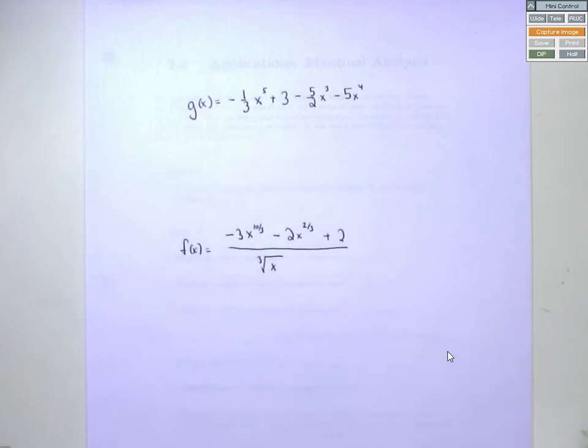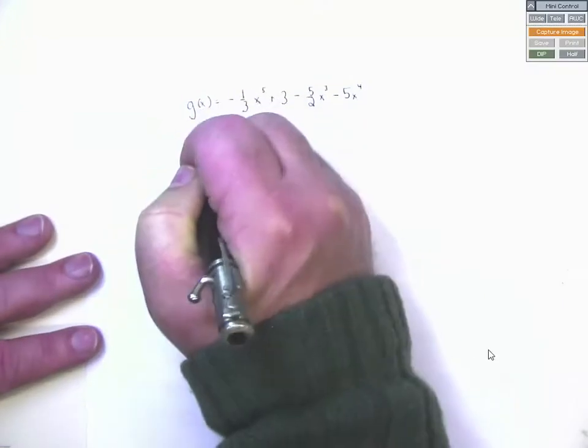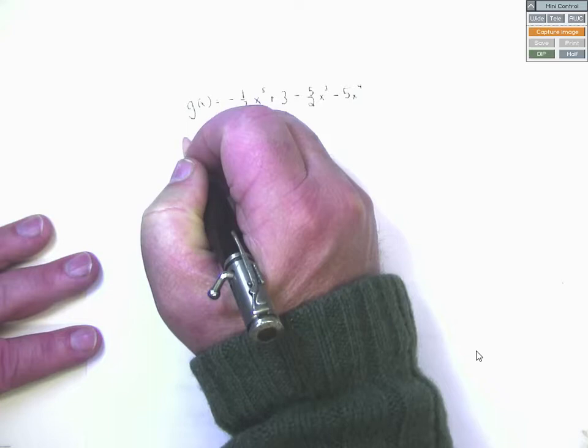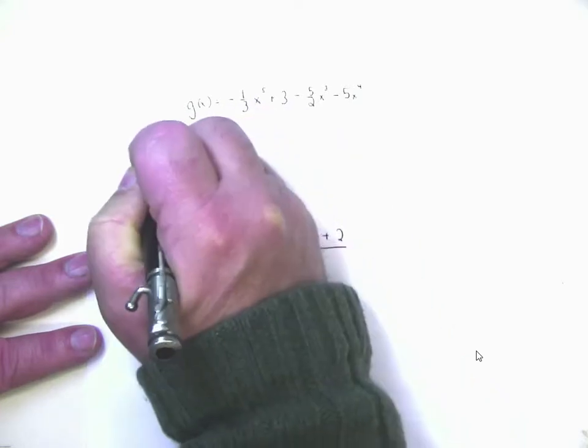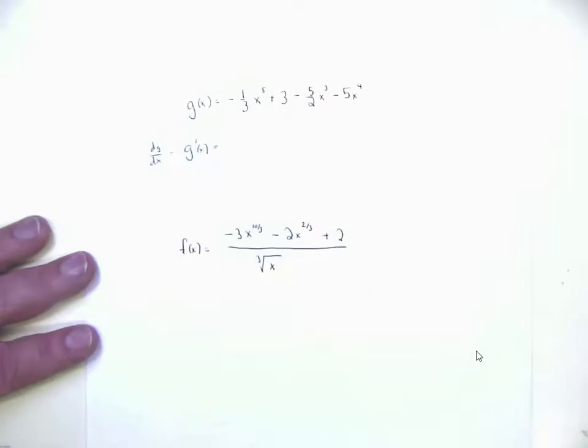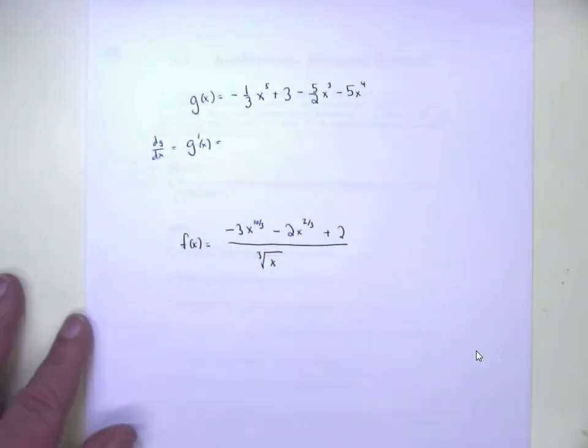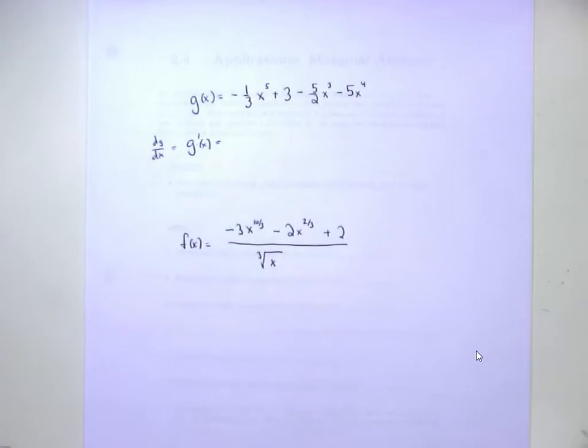g of x is equal to negative 1/3 x to the 5th plus 3 minus 5 halves x cubed minus 5x to the 4th. And directions very simply say take derivative. Well, remember in calculus, because I am preparing you guys for your next coming test here, labeling is everything. If the function is called g of x, what's its derivative going to be called? g prime of x. You could also write this as dg over dx if you like your Leibniz notation. We'll take it either way. Traditionally, we use the Newtonian notation, g prime of x.